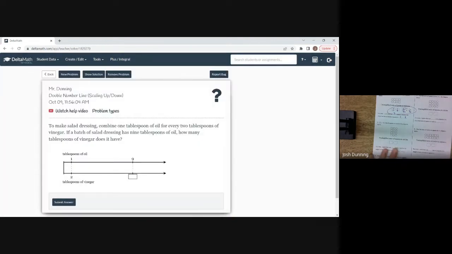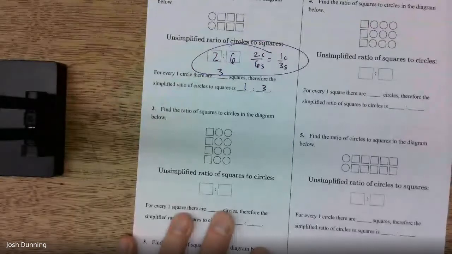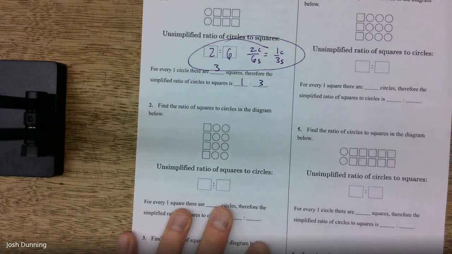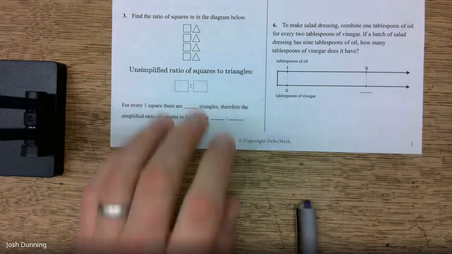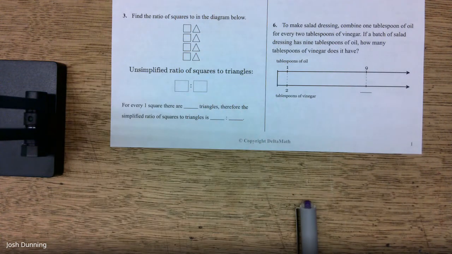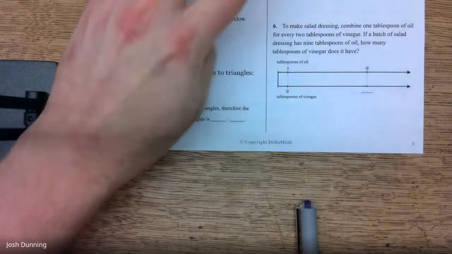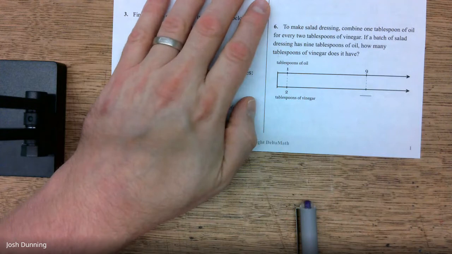Then we get to a question like number 6. To make salad dressing, combine 1 tablespoon of oil for every 2 tablespoons of vinegar. If a batch of salad dressing has 9 tablespoons of oil, how many tablespoons of vinegar does it have? And then it has this little arrow thing here with some parts of it already filled in.